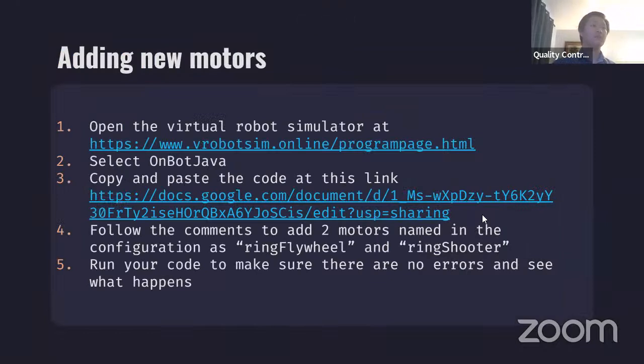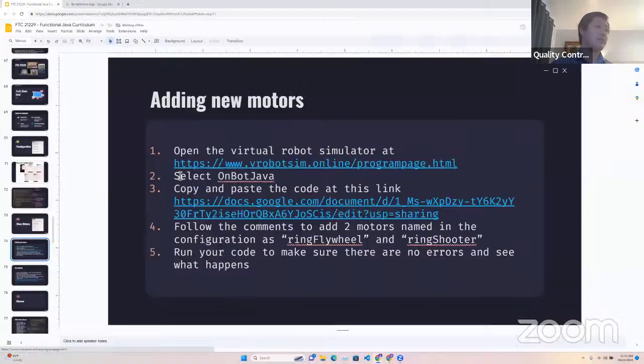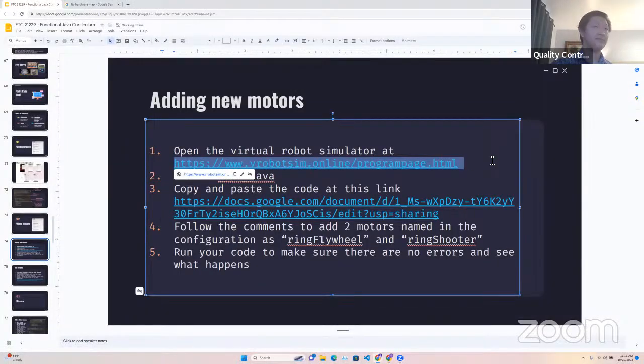Could you open up the virtual robot simulator at HTTPS? I'm going to post it in the chat. Could you open that, and then select the OnBot Java, and then copy and paste the code at the link.